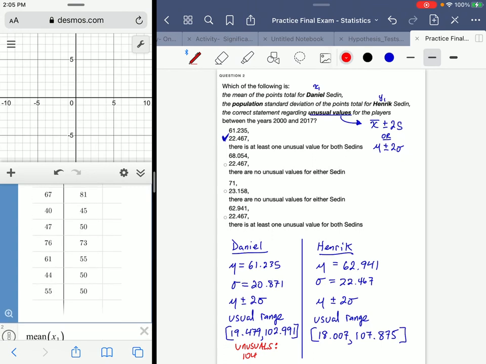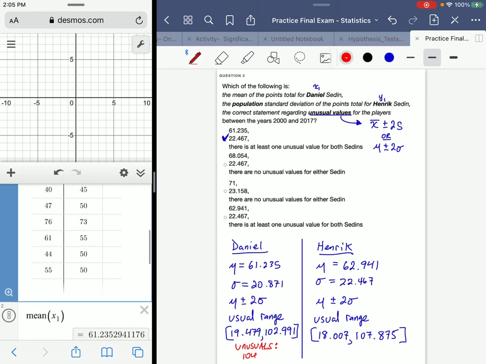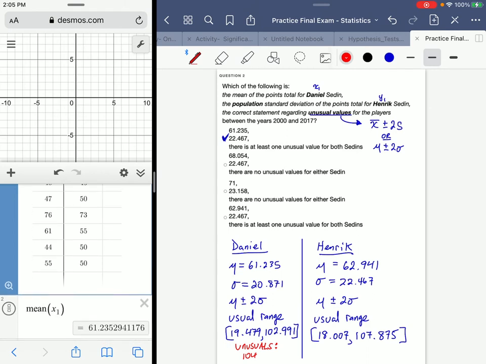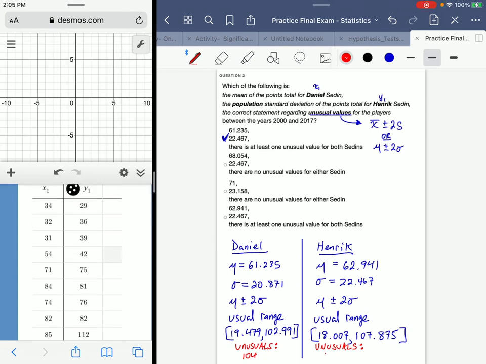Now for the other guy, Henrik, anything 18 or less, I don't see anything that low. Now anything bigger than 108-ish, I got a 112, and that looks like about it. That's the only thing in the triple digits. So both of them have one unusual value, which goes hand in hand with what we're saying here: there is at least one unusual value for both Sedins.